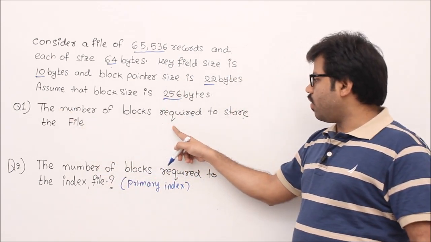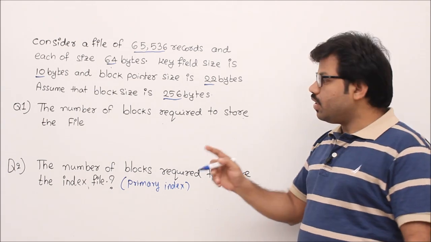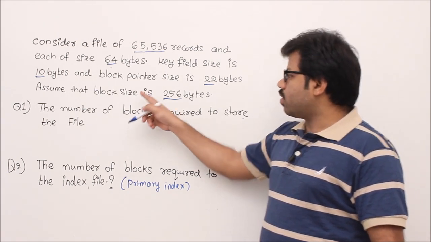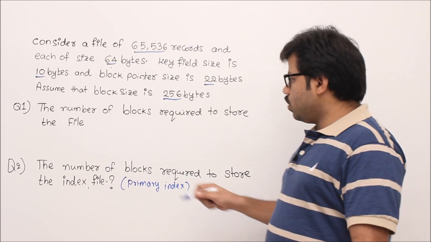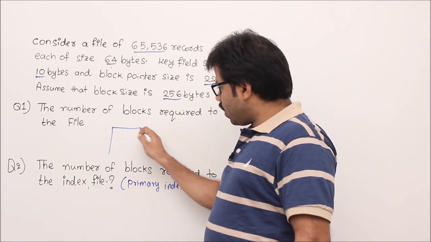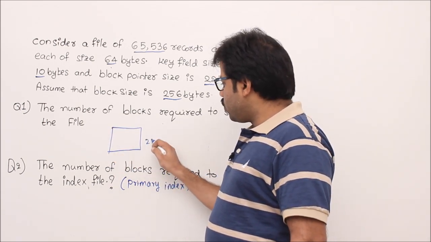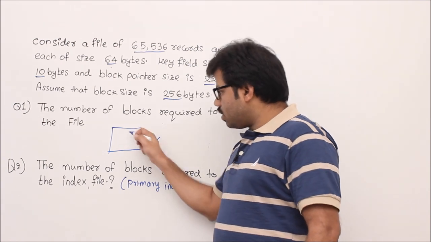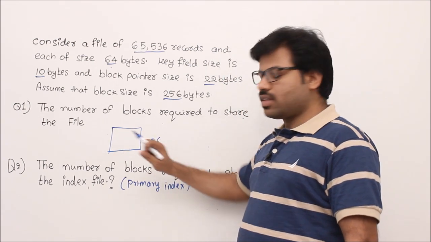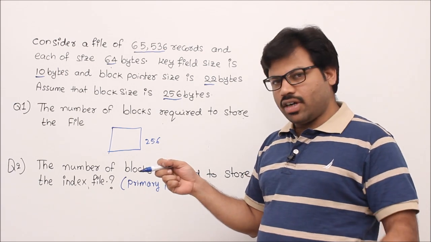The number of blocks required to store the file. So here one important point is, what is a block size? 256 bytes, correct? Usually when you have a block of size 256 bytes, we should check whether records are completely filled. That means this block is completely occupied or partially. What does it mean, sir?